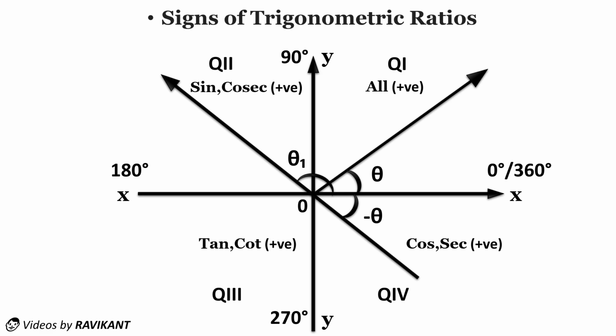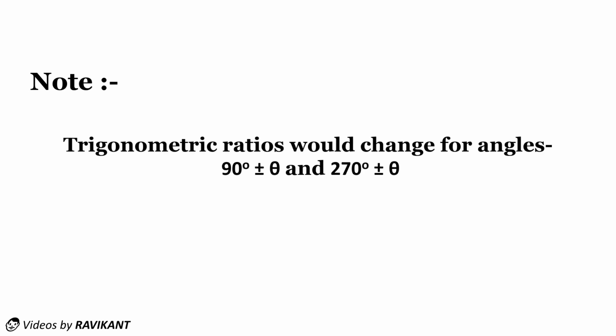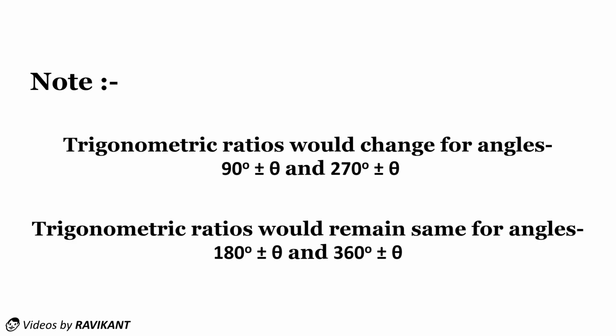Now the points which I am going to discuss are very important. These points are about the change in trigonometric ratios for angles. Means how a trigonometric ratio will change into other trigonometric ratios according to the angles. So the trigonometric ratios would change for angles 90 degree plus minus theta and 270 degree plus minus theta. And these ratios would remain the same for angles 180 degree plus minus theta and 360 degree plus minus theta. We will see the use of these 2 points at the end of this video.